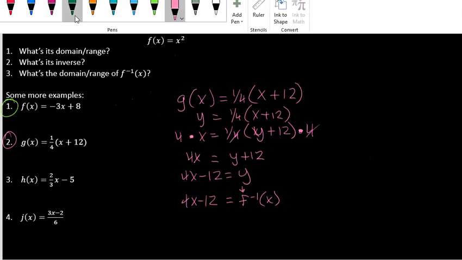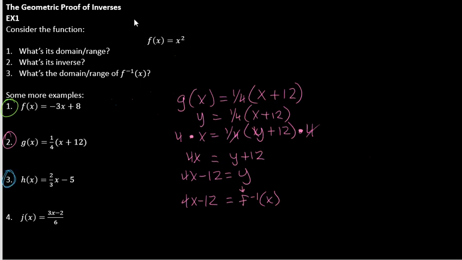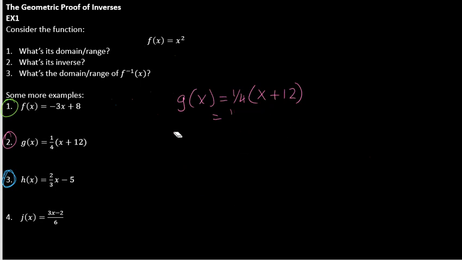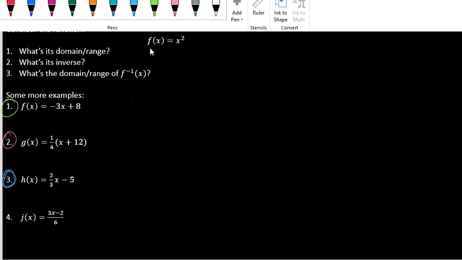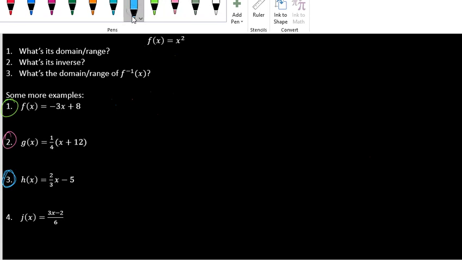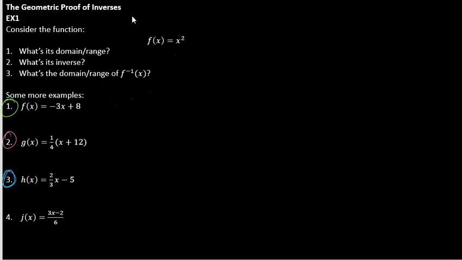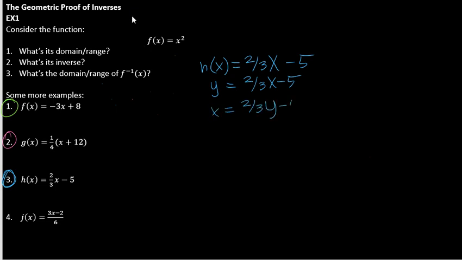Okay, so now let's look at number 3. And while I'm erasing, it's important that we use that notation, that just f to the -1, right? Again, we need to get used to seeing that because it's going to be assumed that we know what that means. Okay, so now I've got h of x equals 2/3 x minus 5. Okay, revert. So this is y equals 2/3 x minus 5. Do the flipperoo. x equals 2/3 y minus 5.